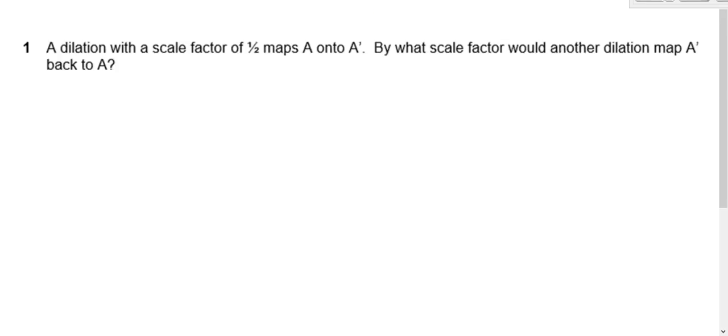So if you've already performed the dilation of scale factor 1/2 to get from A to A prime, what would you have to use to get back from A prime to A? So if you went half the size to get back, you'd have to go double the size. So the scale factor would just have to be 2. You can always undo a dilation by doing the reciprocal. So since it was 1/2, you just flip it to be 2/1.